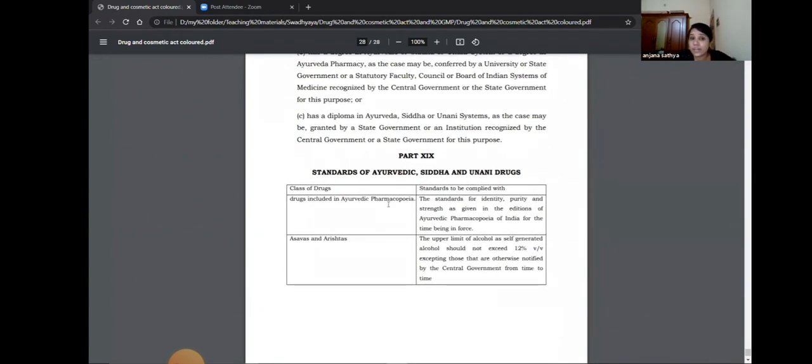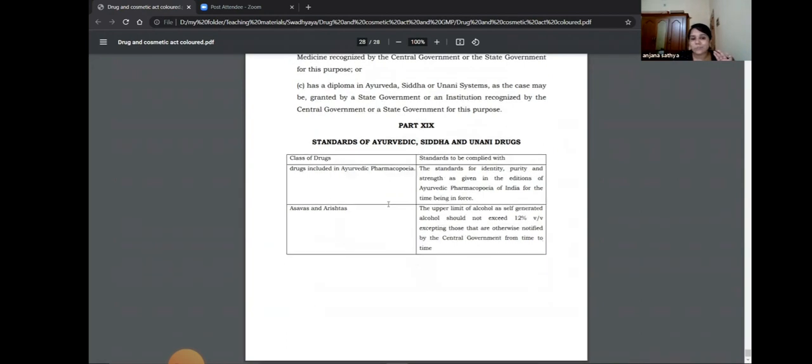Next is Part 19. Part 19 deals with the standards of Ayurveda, Siddha and Unani drugs. For the drugs included in the Ayurvedic Pharmacopoeia of India, the identity, purity and quality tests have to comply with the tests mentioned in the Ayurvedic Pharmacopoeia of India. And for asavas and arishtas, the upper limit of self-generated alcohol should not exceed 12 percent. That has been explained in Part 19 of the Drug and Cosmetic Rules.